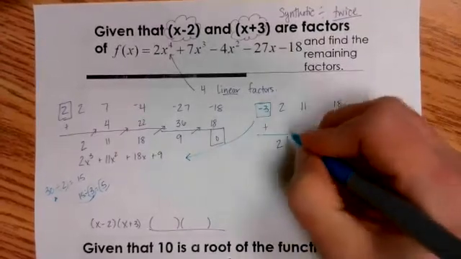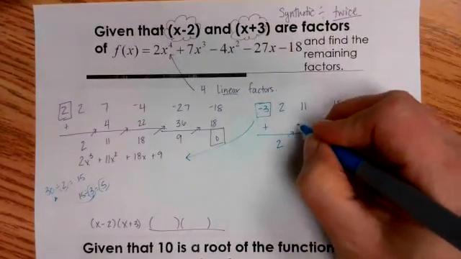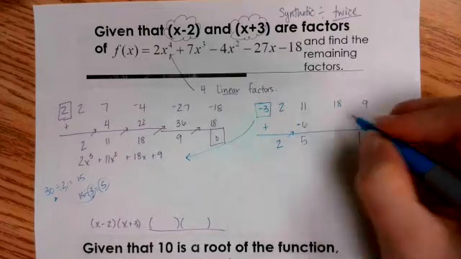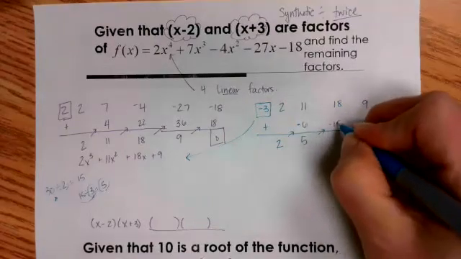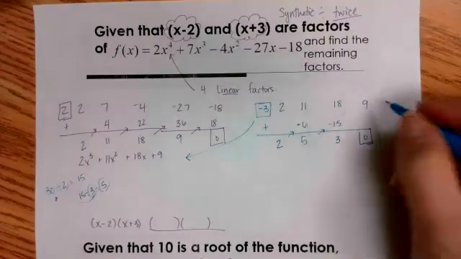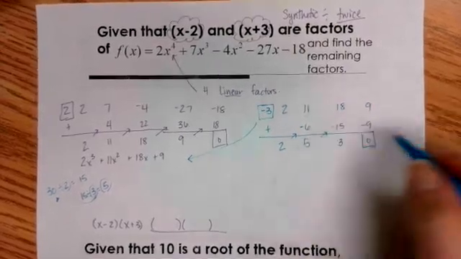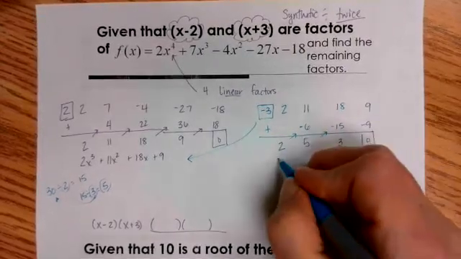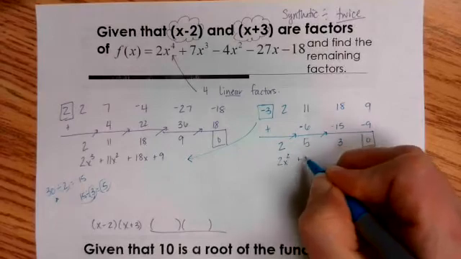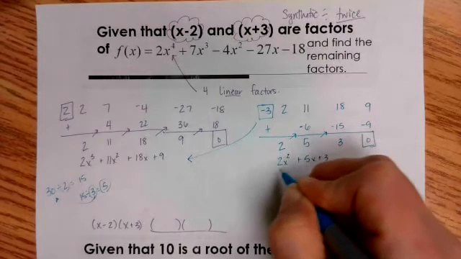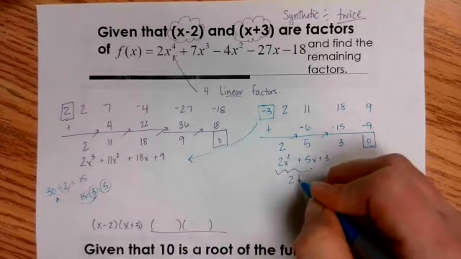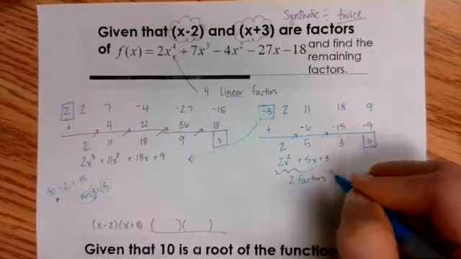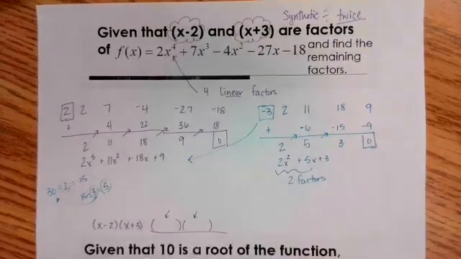So bring down my 2, times negative 3. Bring down a 5, times negative 3. Bring down a 3, times negative 3. Boom. Remainder of 0. So this is 2x squared plus 5x plus 3. This is going to give me 2 factors. These 2 factors are going to go here and here.